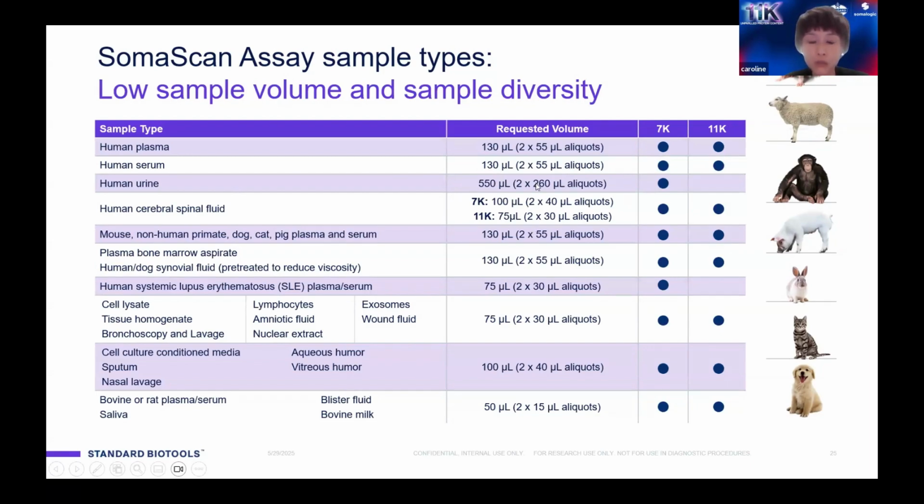If you are using human plasma and serum, all you need is just 1 aliquot of 55 microliters. We do indicate 2 aliquots of 55 microliters here in the table, or 1 aliquot of 130 microliters, to be sent to us. The reason is that the extra volume is used as backup sample in case anything goes wrong, so we can immediately repeat your samples without having you resend them. Currently all these sample types are enabled on the SomaScan 7K assay as well as the 11K assay, except for human urine and human SLE samples, which are only enabled on the SomaScan 7K assay.